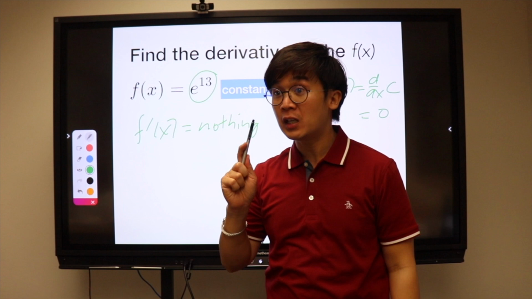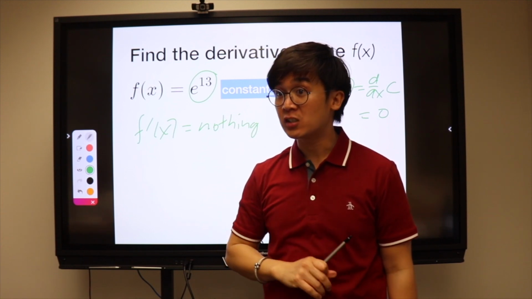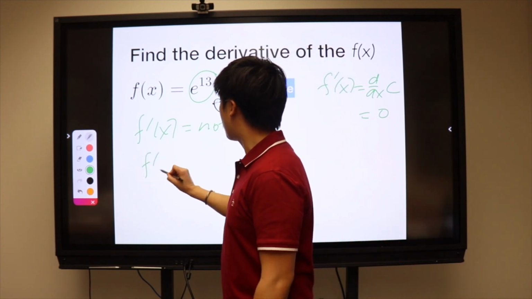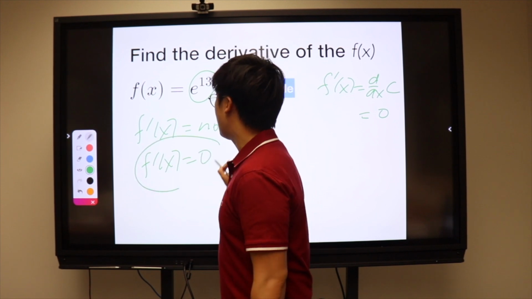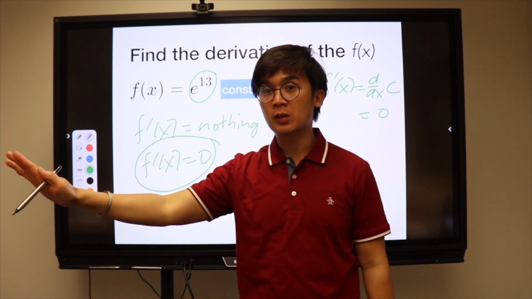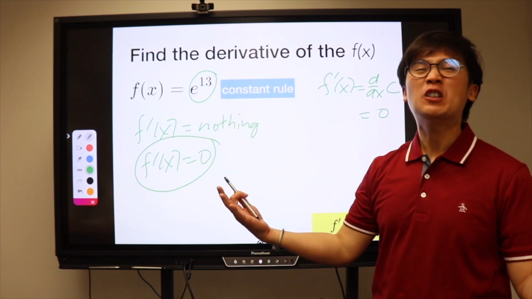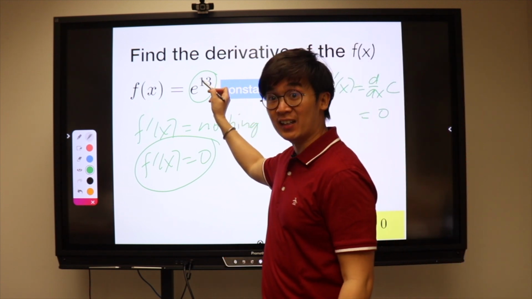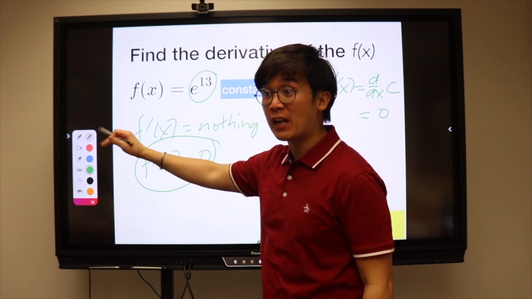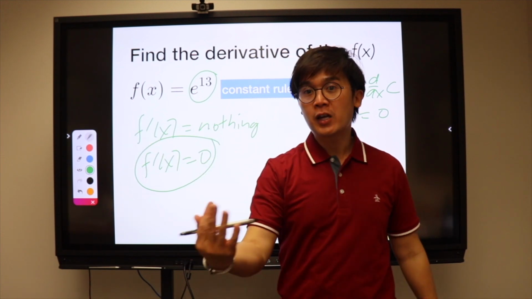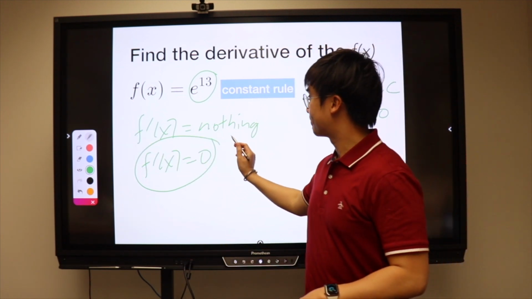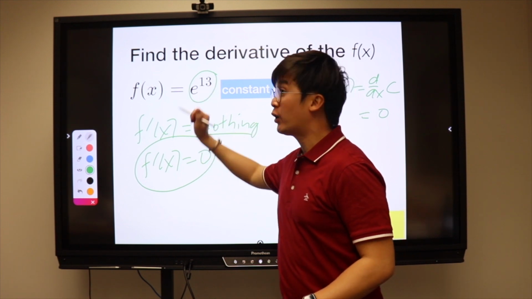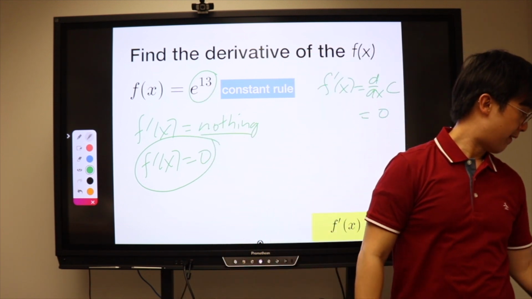No, this is not e to the u du dx. This is just a constant. So that's why f prime of x is 0. Because the derivative of any constant will be equal to 0. And if you use the e to the u du dx, it's still going to be 0 because the du of 13 is 0, right? And if you multiply it with e to the 13, it's 0. So to cut the process, know your constant so you would know your value.